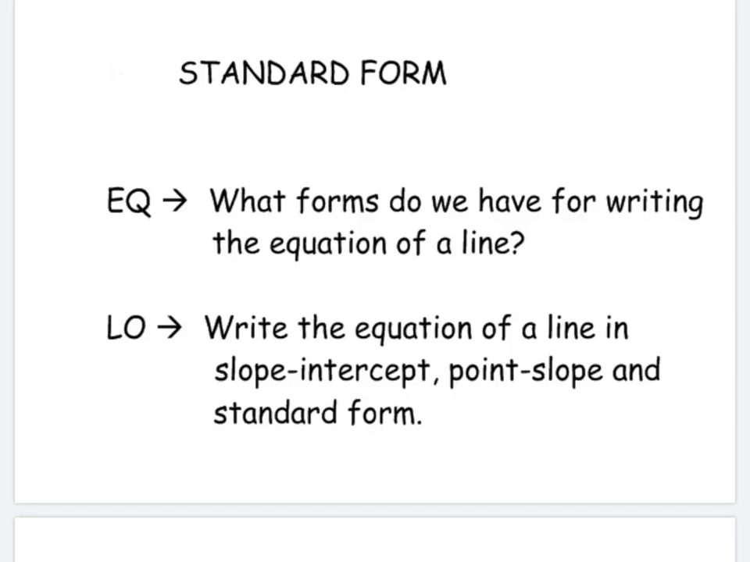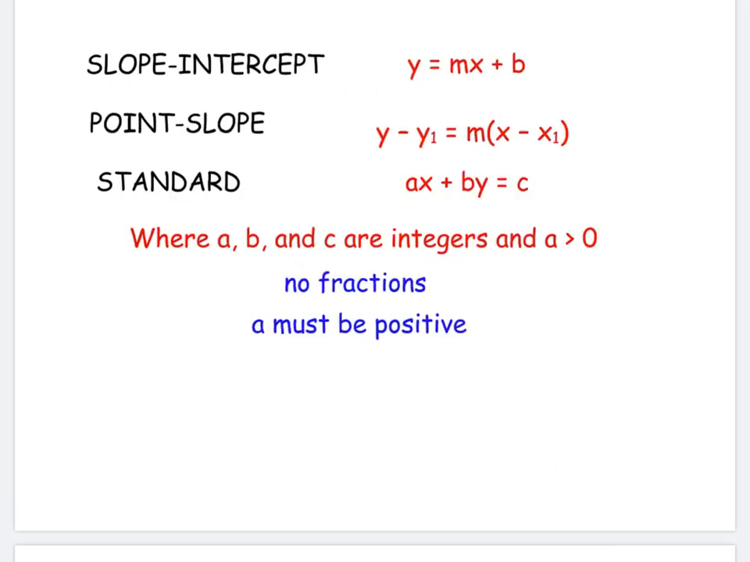This lesson is going to be looking at writing equations in standard form. So far we have talked about two different kinds of forms of equations. We've talked about slope-intercept form and point-slope form, which you see on the screen. The new type that we're looking at today is standard form.